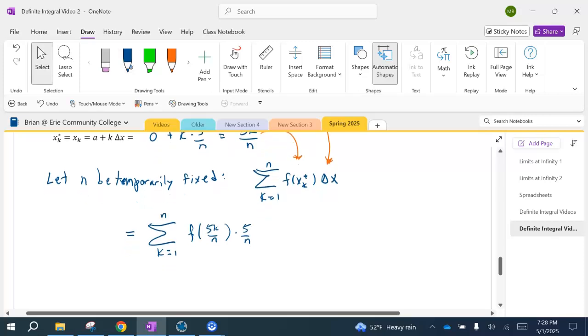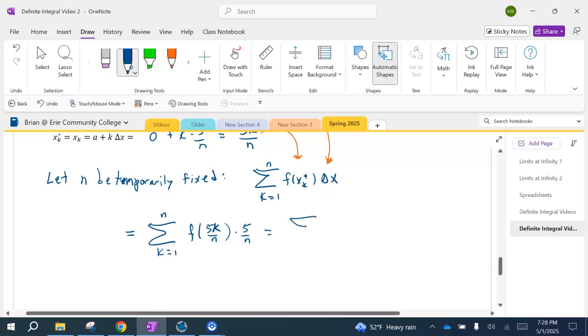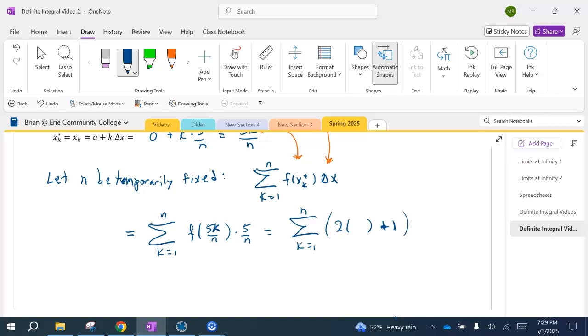All right, now I'm going to evaluate the function next. So we're going to plug in 5k over n into our function, which in this case is 2x plus 1. So that's 2 times the input plus 1. And then that's still multiplied by that 5 over n there. And again, what we're inputting in here is 5k over n. That's going to make that simply 10k over n.